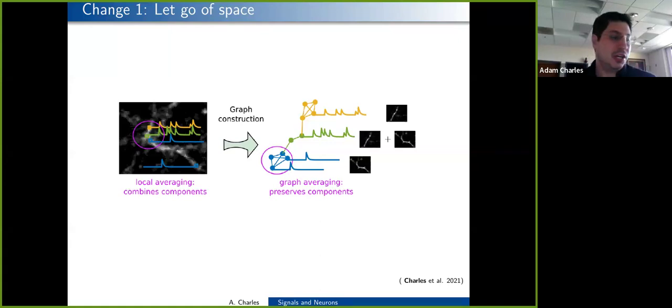So what we did was we went with this graph signal processing approach where we used the temporal correlations of each pixel. So here there's a blue pixel, there's another blue pixel. They're very correlated. They have the same time trace. This yellow pixel is much closer, but it's a different cell with a completely different time trace. And this green pixel is actually the overlap of both of them.